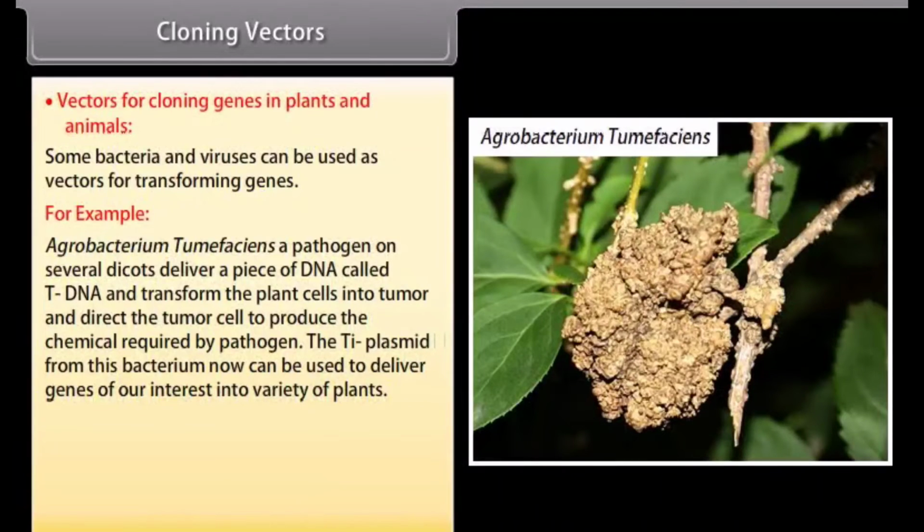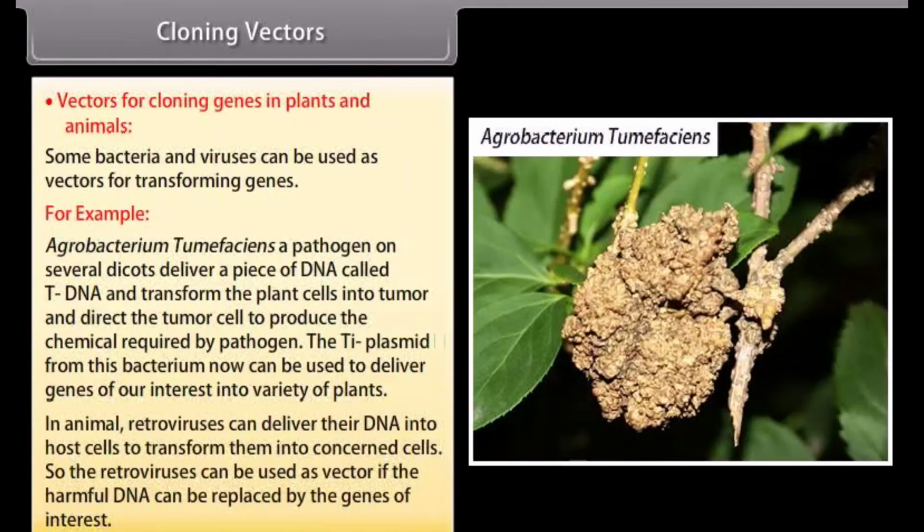The Ti plasmid from this bacterium can now be used to deliver genes of our interest into a variety of plants. In animals, retroviruses can deliver their DNA into host cells to transform them into the concerned cells. So, the retroviruses can be used as vectors if the harmful DNA can be replaced by the genes of interest.